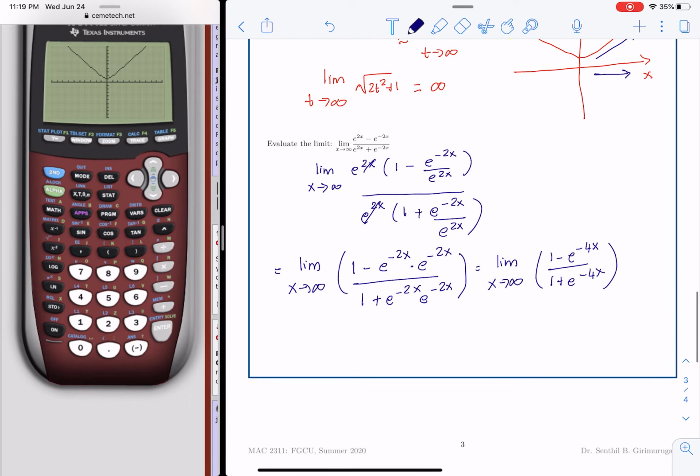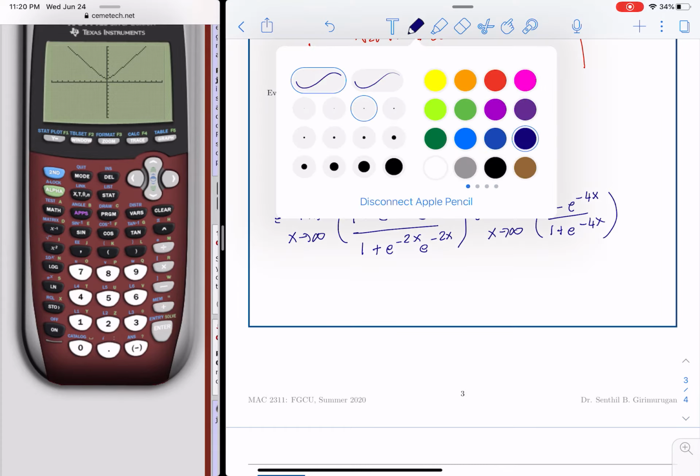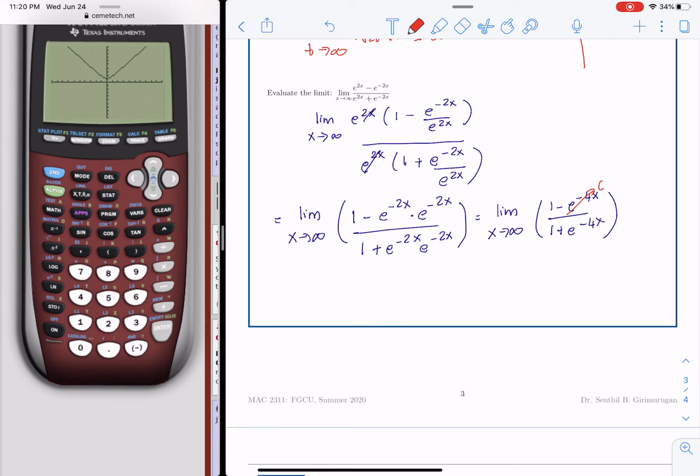We know that if we have e raised to x, then it is a growth function. It is an exponential that grows toward infinity. But if we have e raised to negative x, it is going to decrease, and it is going to go to 0 rapidly as x increases and goes toward infinity. So since we have two negative exponents, both of those would go to 0, and we would end up having 1 over 1, which is simply 1.